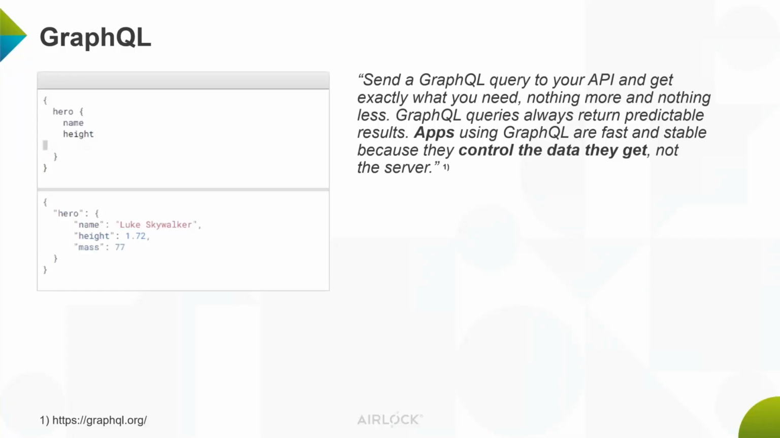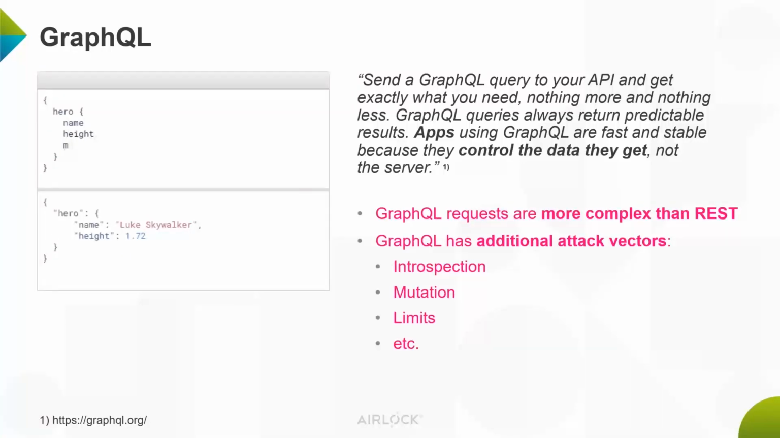What we see is that the client controls the data he gets. The client gets nothing more and nothing less. Therefore, GraphQL requests are more complex than REST. GraphQL introduces additional attack vectors like introspection, and mutating is also possible. It could lead to high resource consumption. This is why limits are also required to protect your backend.